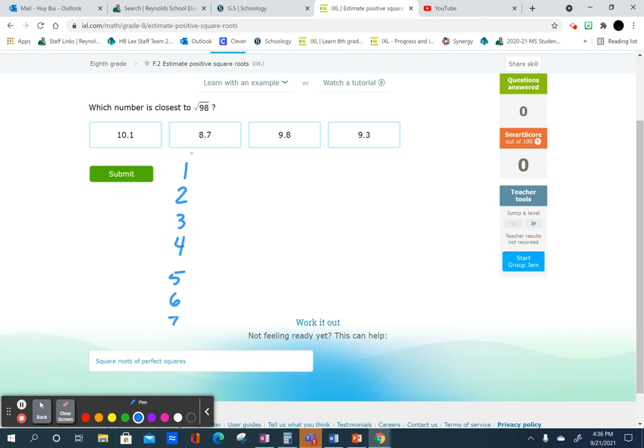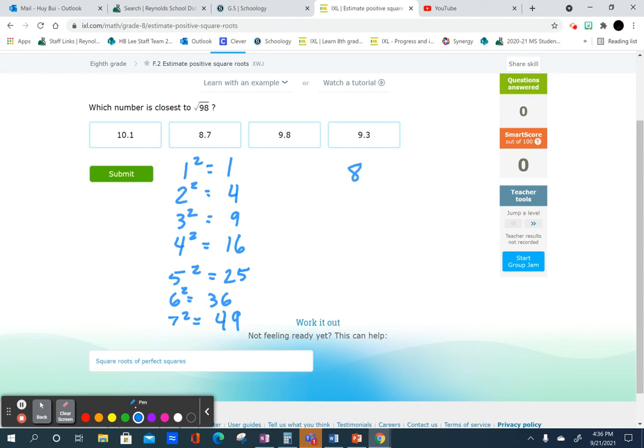And if we take the number 1 squared, that just means 1 times 1. So we get 1. 2 squared is 2 times 2, so 4. 3 squared is 3 times 3 is 9. 4 times 4 is 16. 5 times 5 is 25. 6 times 6 is 36. And then 7 squared is 49.